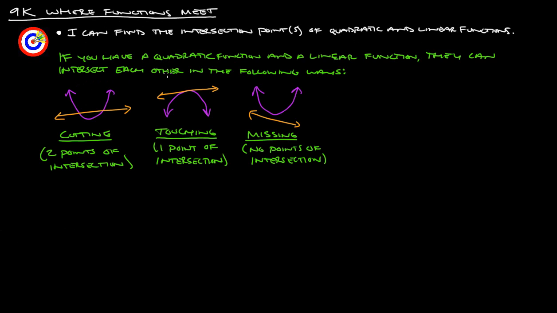So if you have a quadratic and a linear function, they can intersect in one of three possible ways. They can be cutting, which would have two intersection points. They can be touching, which would have just one intersection point. And it also can be missing, where there are no points of intersection at all.